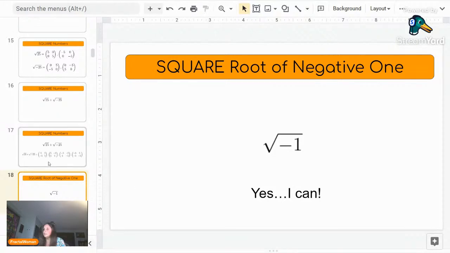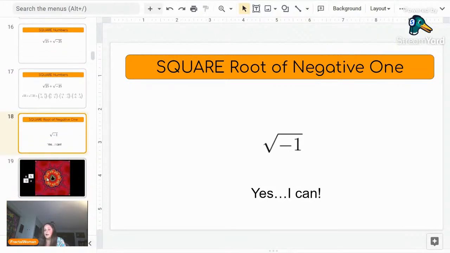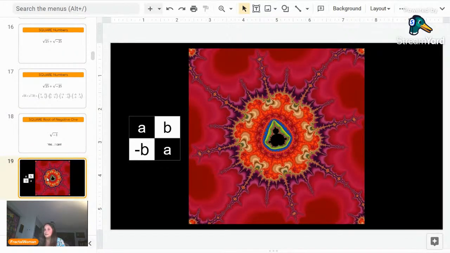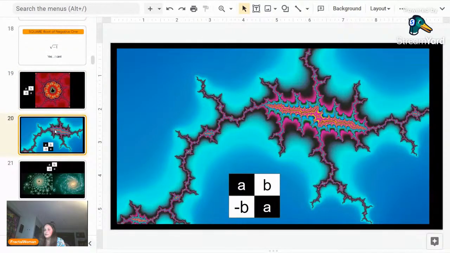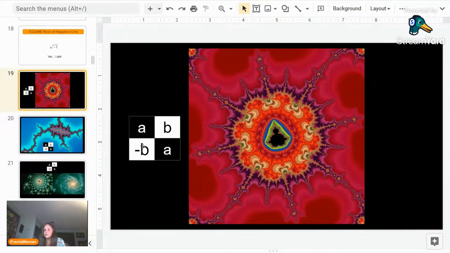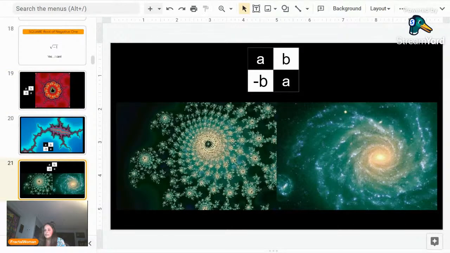And so why do I love complex numbers so much? Because they can do this. Complex numbers can make the Mandelbrot set. Beautiful images just with this very simple formula, this very simple mathematical construct. It can make these beautiful images, and also images that look very much like cosmological objects.